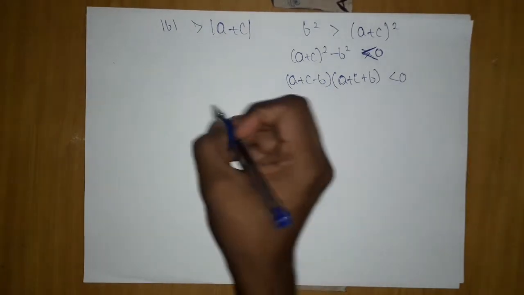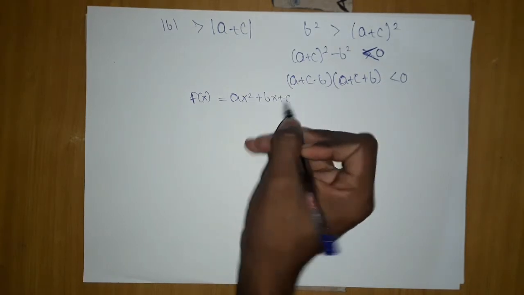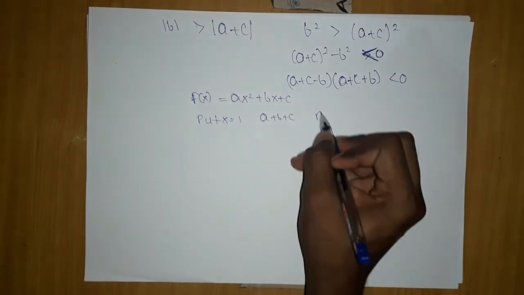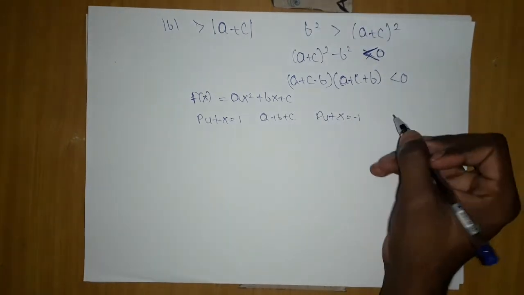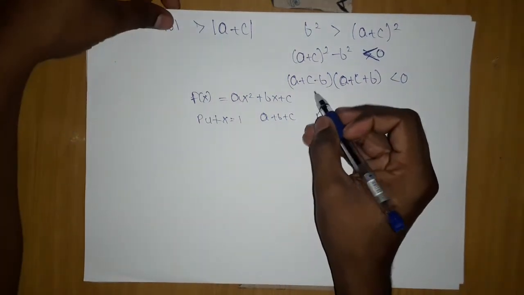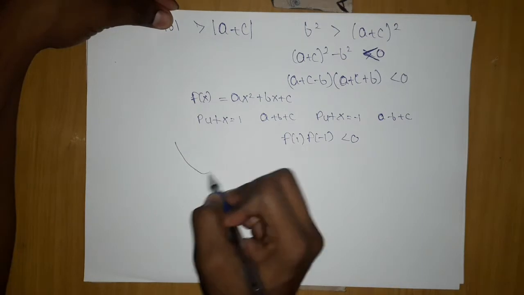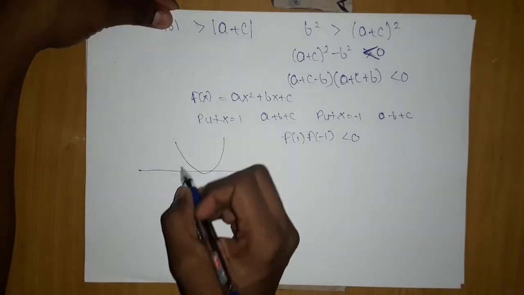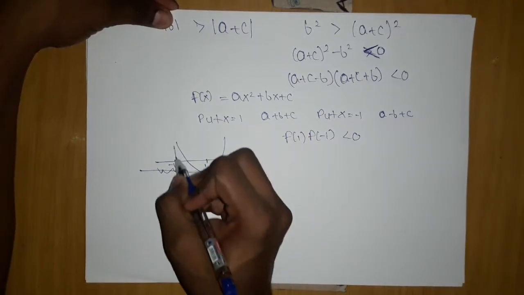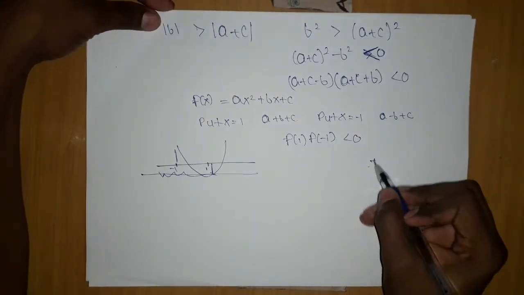That product is less than 0. Now if f of x is ax square plus bx plus c, put x equals 1, we get a plus b plus c. Put x equals minus 1, we get a minus b plus c. So this means f of 1 into f of minus 1 is less than 0. Let me draw the parabola. Take the line here, with minus 1 and 1. If f is greater than 0 at one and less than 0 at the other, there should be one root between 1 and minus 1.